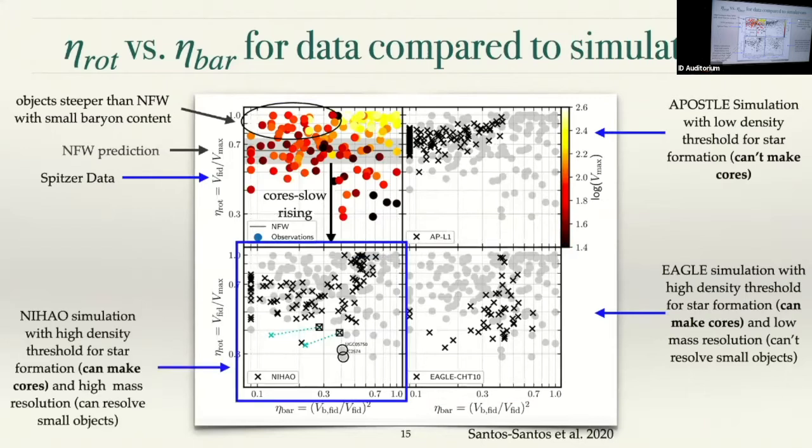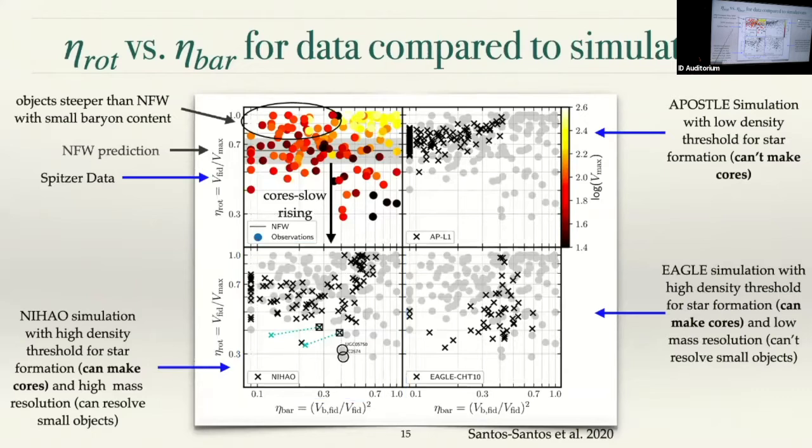And then here, this is a Nihao simulation. So you also have this high density threshold for star formation. So again, you can make these core objects, and you have a higher mass resolution. So you're also able to resolve smaller objects. And so these points here, these are the points that have a higher baryonic content in the central region, and you are able to produce these objects. These objects are something like a Milky Way and have large central densities of baryonic buildup. And so you are getting something steeper than NFW from adiabatic contraction.